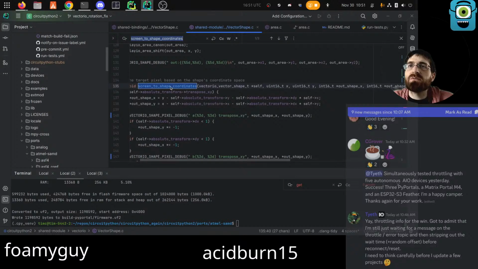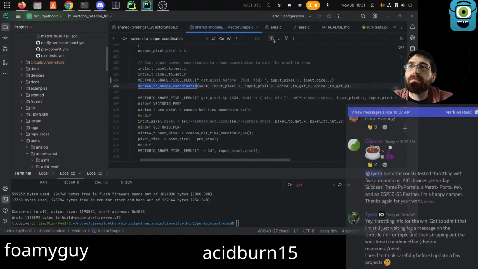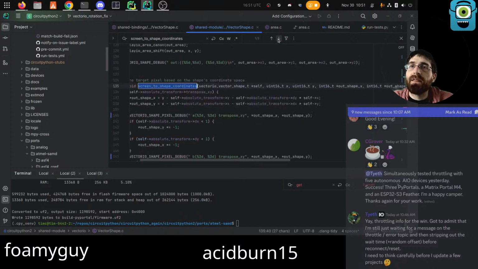So actually, it's a little weird. This takes self, it takes x as an int, y as an int, unsigned int. Outshape x and outshape y. Okay, pixel to get x, pixel. Okay, so we do have two ints. Reference, those are going to get filled inside of there. So we print them right after we did this.